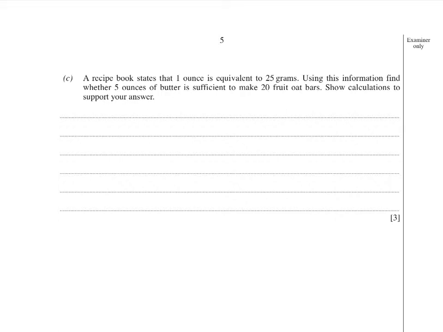Okay, I'm just going to write down from what I'm told from the previous page, which is 80 grams of butter. 80 grams butter is enough for 10 bars. Now, in this question, it says a recipe book states that 1 ounce is equivalent, that means it's the same, to 25 grams. I'm going to write that down actually by here. So 1 OZ is equal to 25 grams.